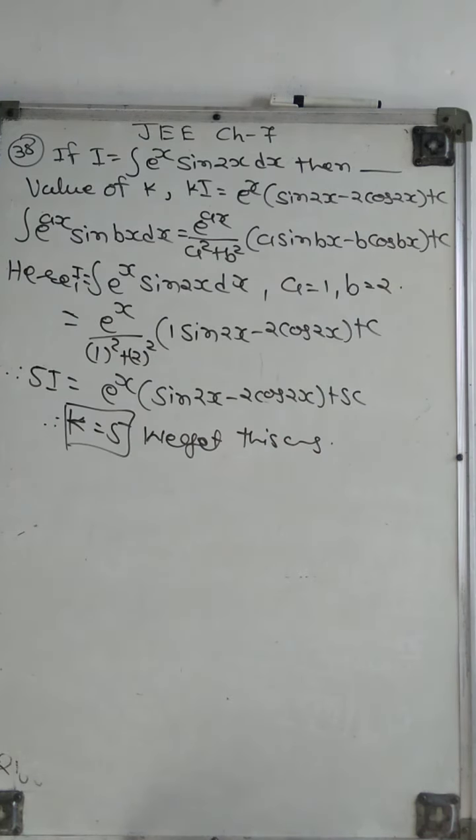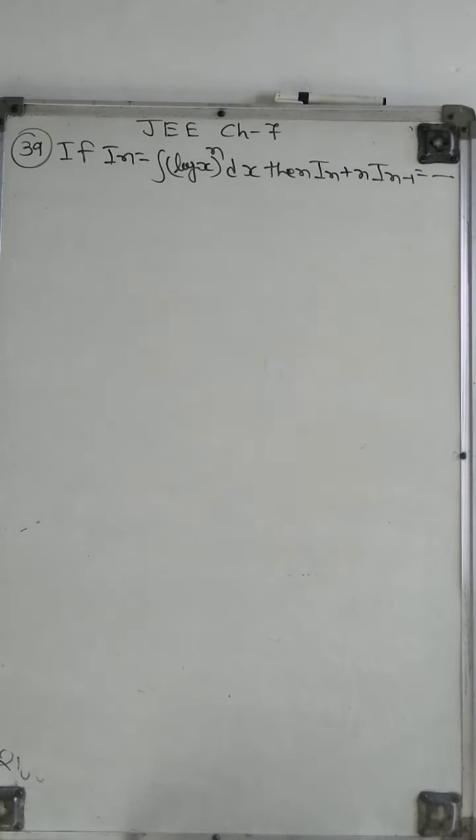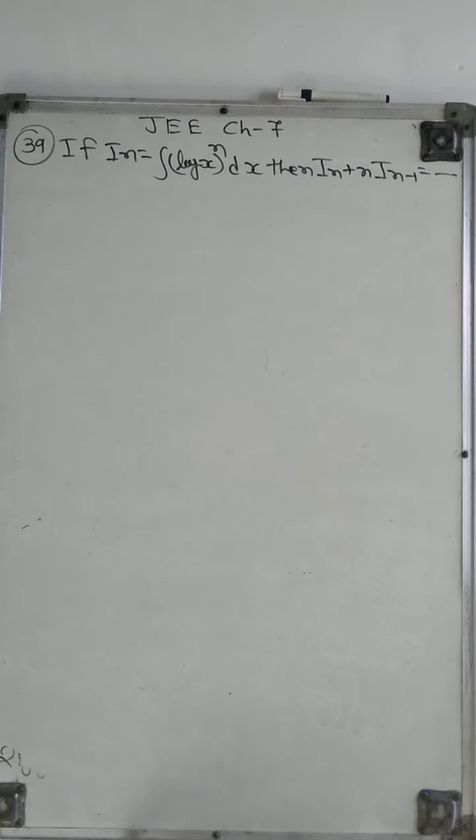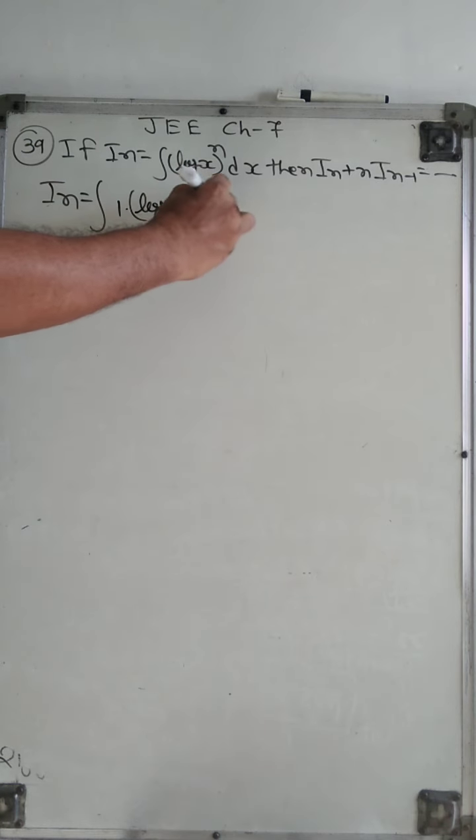So now we go for the next one. Okay, next sum: if I_n is equal to integration of (log x) raised to n dx, then what is the value of I_n plus n I_(n minus 1), right? So first here we put the value of I_n equal to integration, here we place 1 times (log x) raised to n dx.